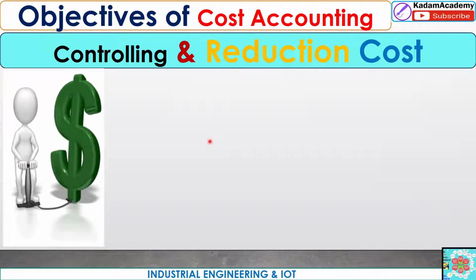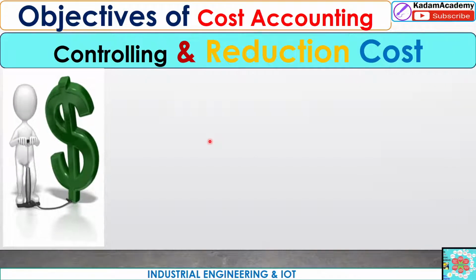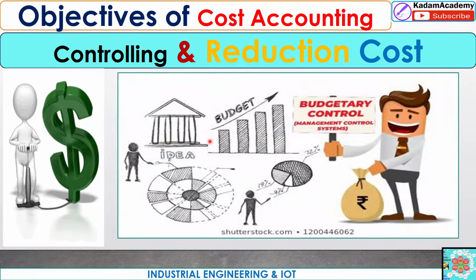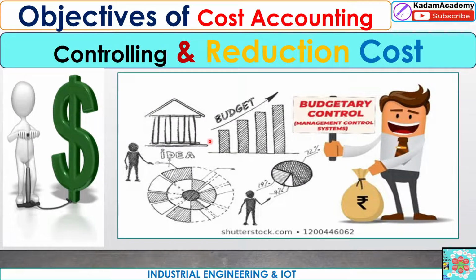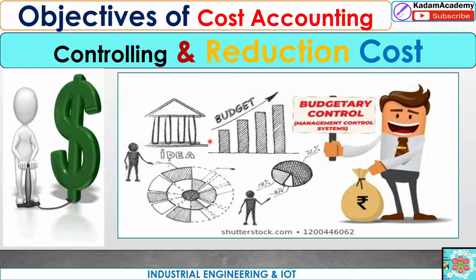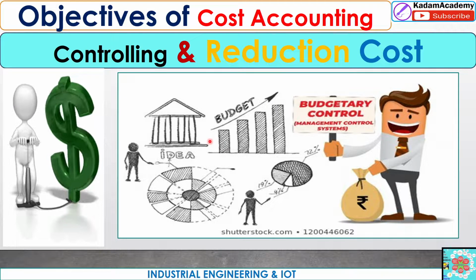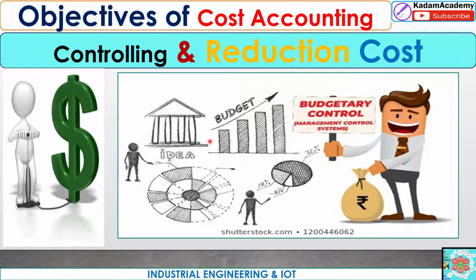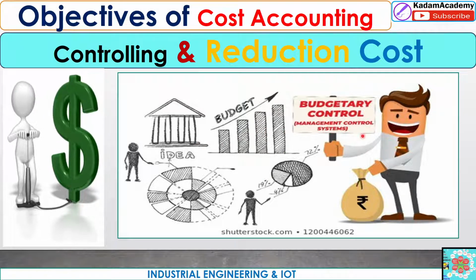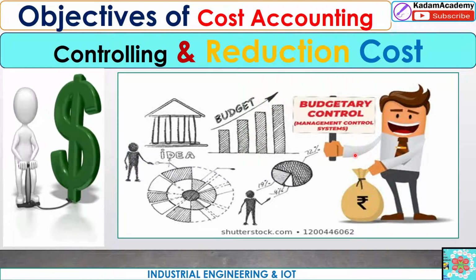Now the next objective is nothing but controlling and reducing cost. Under this, cost accounting helps in attaining this aim. What is the purpose here? To control costs using various techniques such as budgetary control. Under budgetary control, we can predict how much budget is required for this much production. So through budgetary control, we can do management control by controlling the cost. That is the objective.